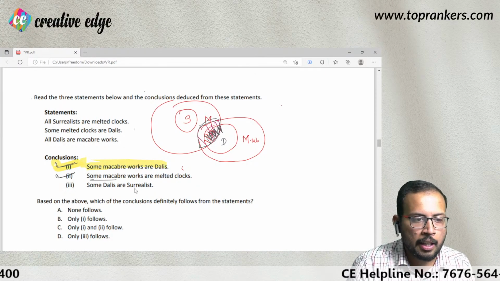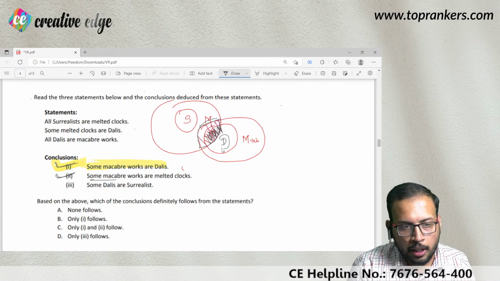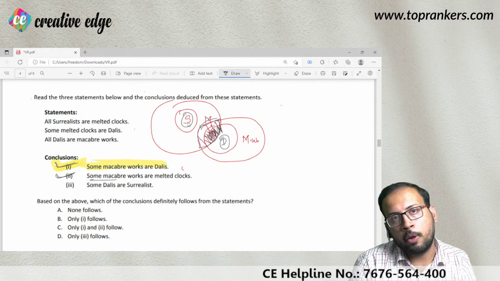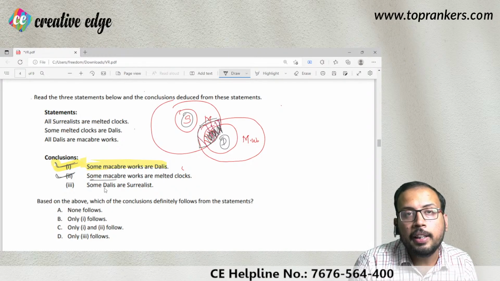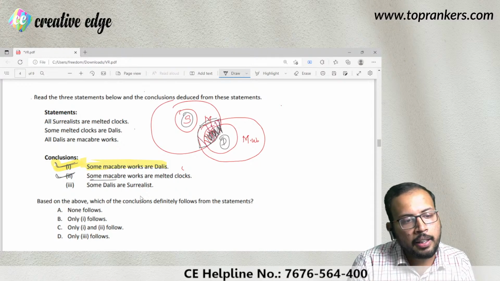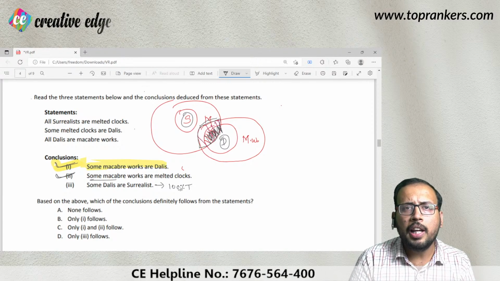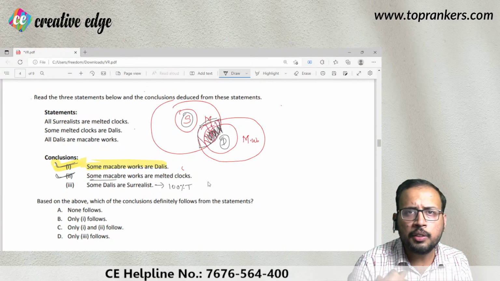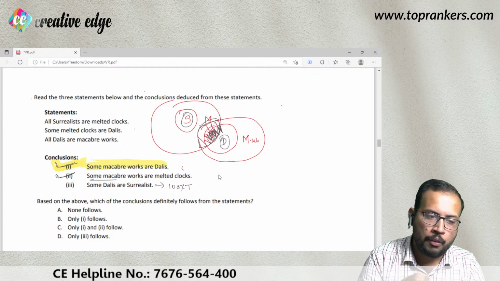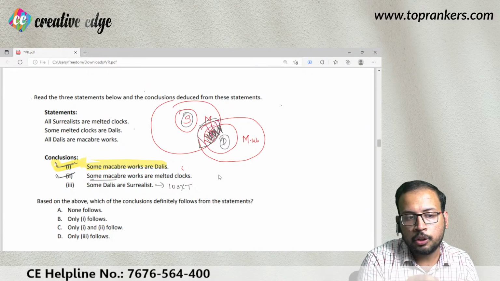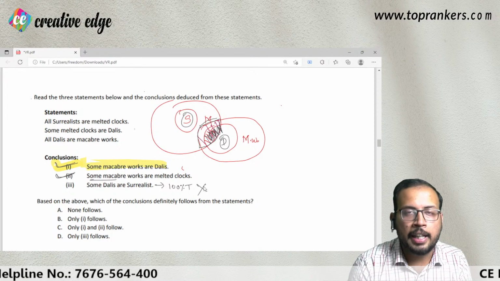Now, some Delhis are surrealist. So again, as I told you, I do not know the relationship between Dalis and surrealist. They may or may not happen. So since I do not know the relationship, but the conclusion is claiming that this conclusion is 100% true. So do we know whether it is 100% true or false? We are just 50-50 confirmed that some Delhis are surrealist or they may not be surrealist. So since you're not confirmed, that is why you will be marking this as incorrect.